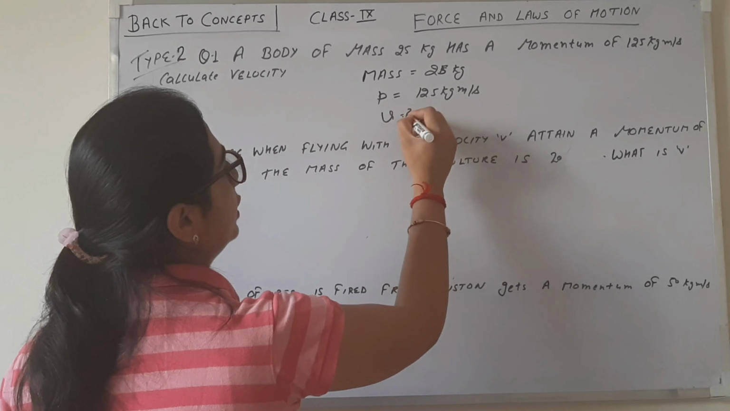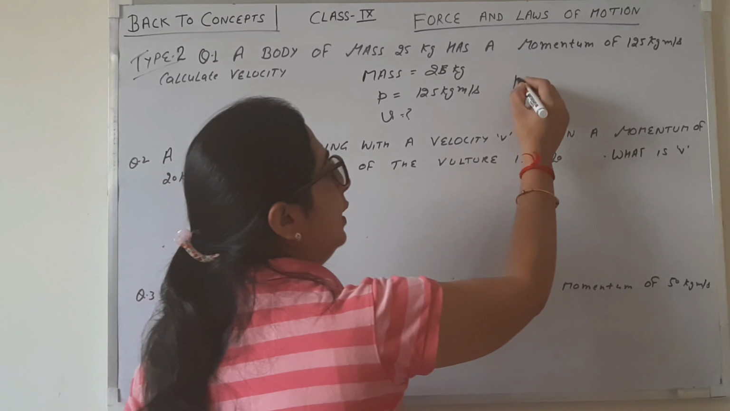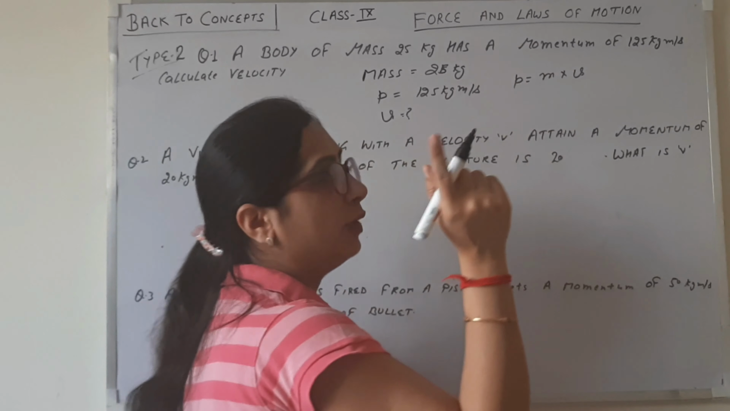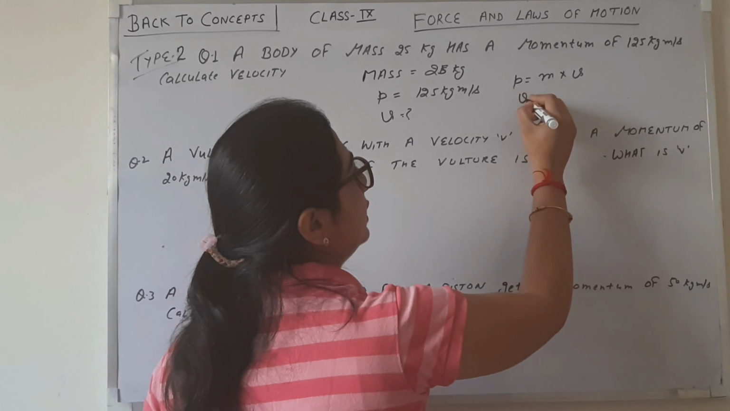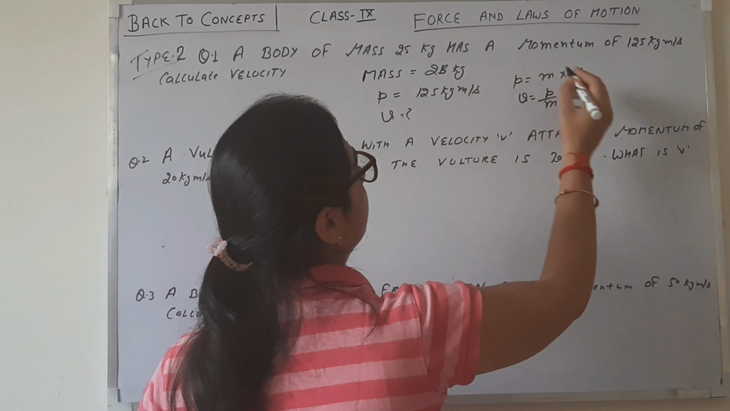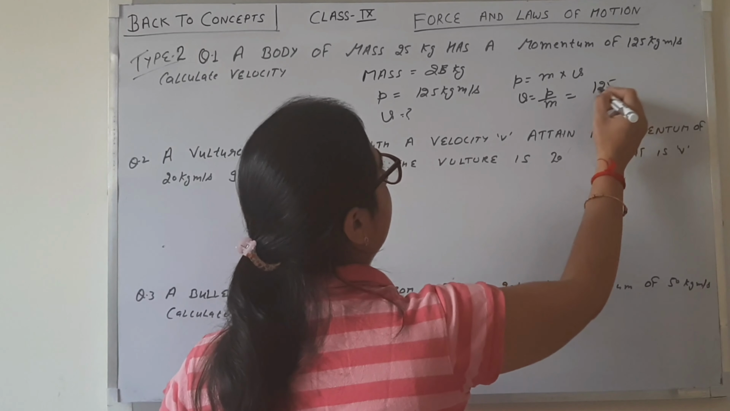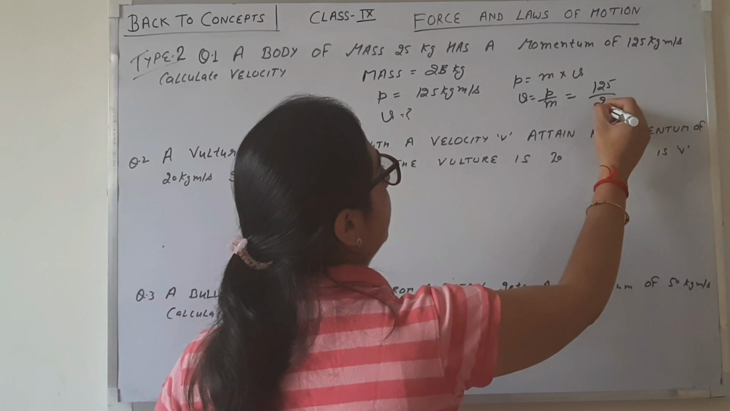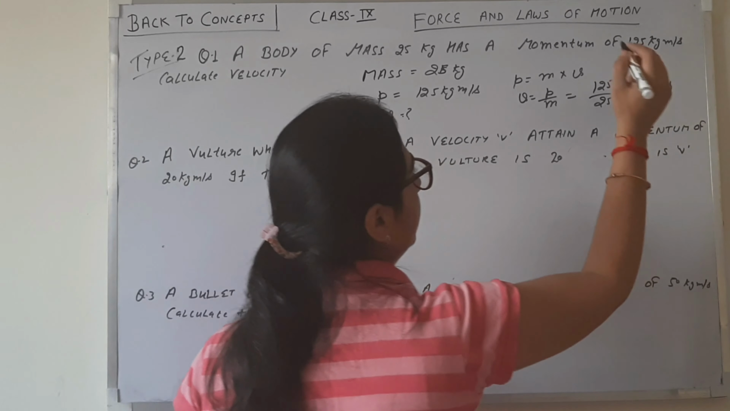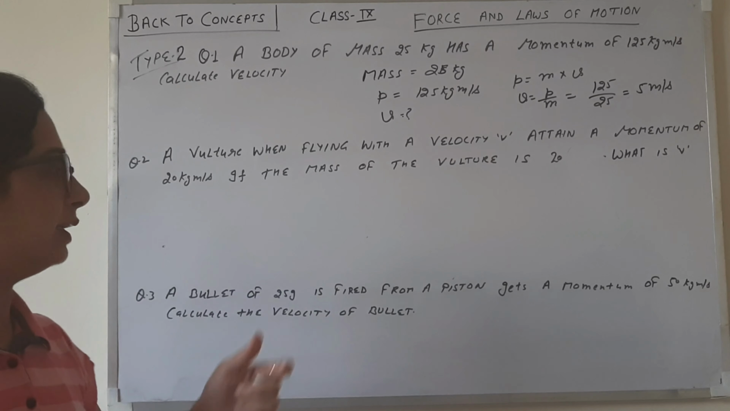Find the velocity. We know that momentum of a body is equal to mass multiplied by velocity. We have to find here the velocity. So what is the velocity? Momentum upon mass. What's the momentum here? 125. And what's the mass? That is equal to 25. So that is equal to 5 meter per second. Now let's discuss another numerical.